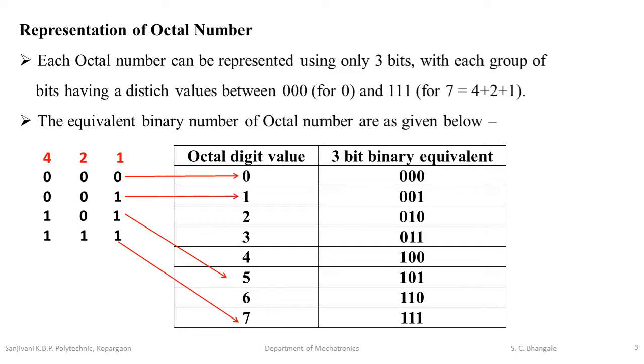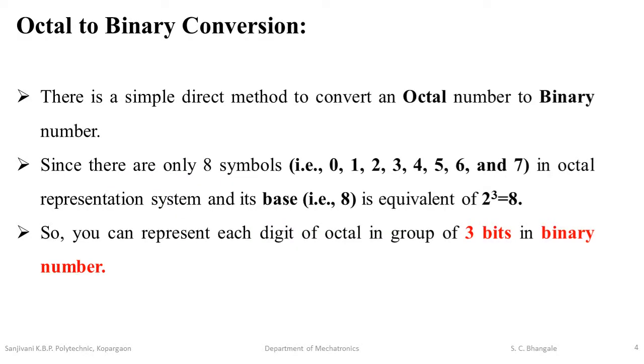To calculate the equivalent binary number for the octal digit 7, we have to make 4 plus 2 plus 1. 4 plus 2 is 6, 6 plus 1 is 7. So mark all as 1. So the binary equivalent is 111.